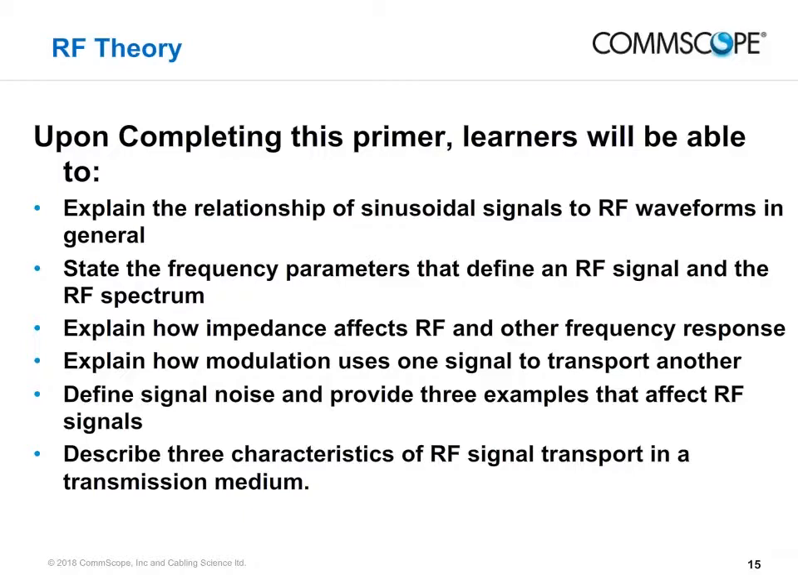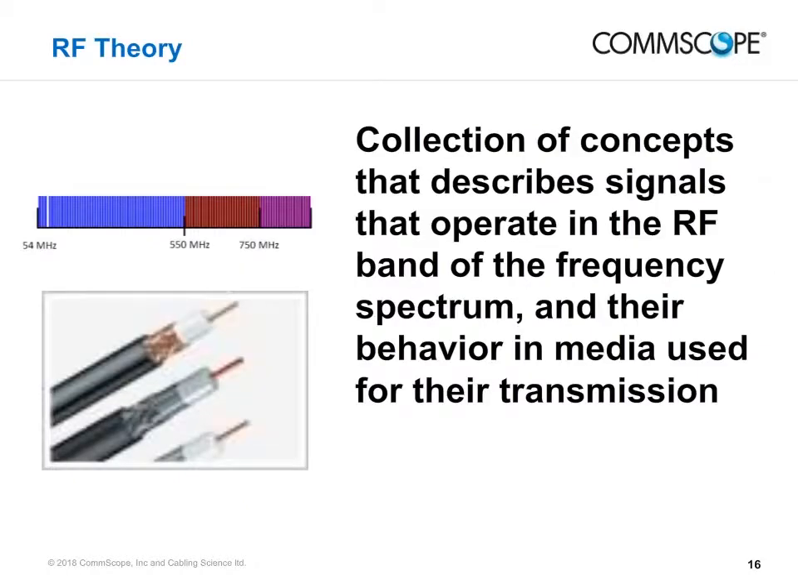You'll also learn about noise and how it affects signals. Finally, you'll learn about some of the characteristics of RF signal travel in transmission medium. To begin, let's define what we mean by RF theory. RF theory describes signals in a range specified by government agencies as radio frequency. Understanding signal operation in that range involves answering what is for several concepts associated with those signals.